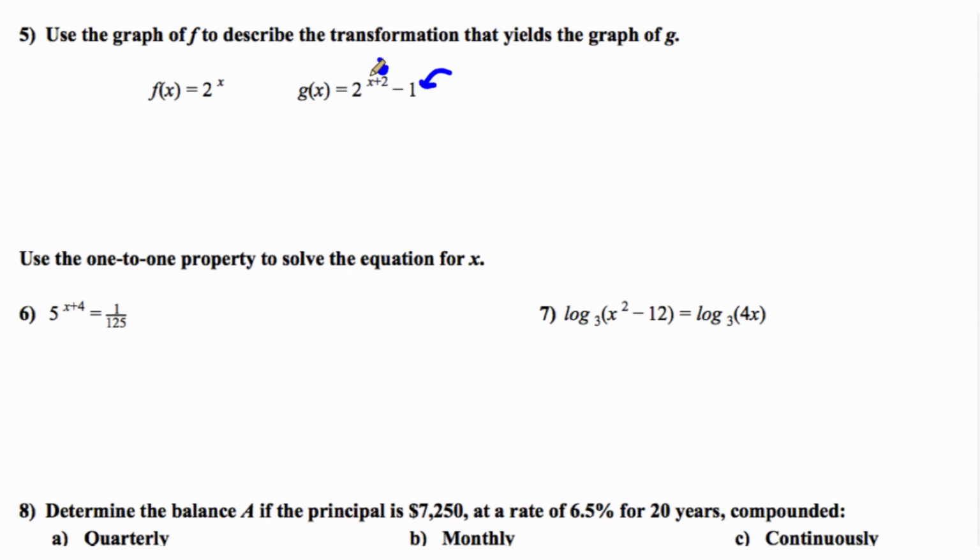Now this plus 2, since it's part of the power, is going to be a horizontal shift, so either left or right. We just have to decide which one. Since it's a positive value, that's going to move us to the left 2 spaces. And now this minus 1 on the end is going to be a vertical shift, and since it's negative, it's going to move us down 1 space. So now let's graph these out to confirm.